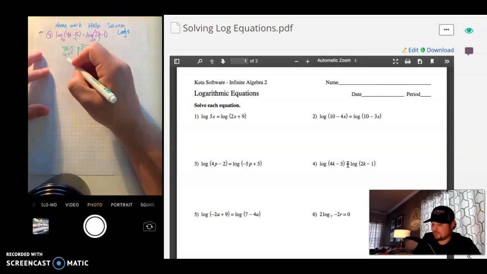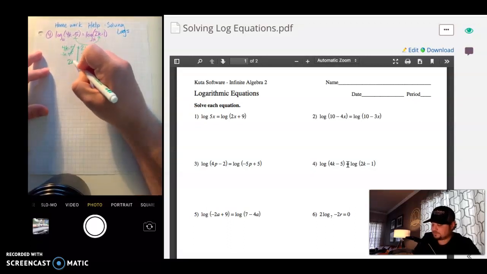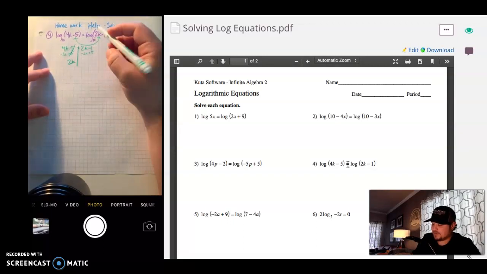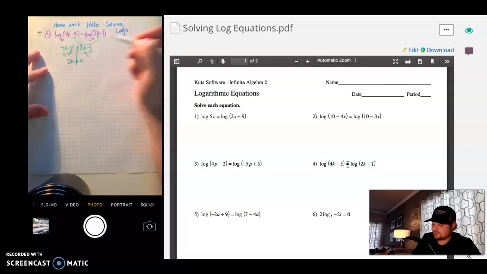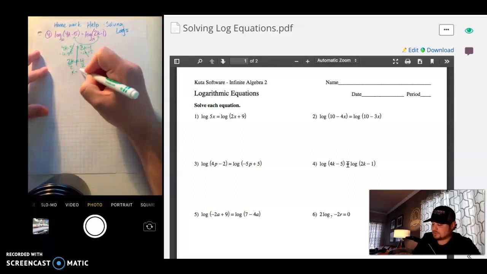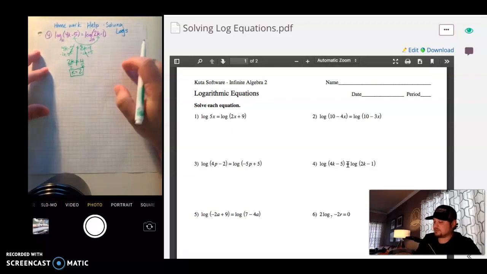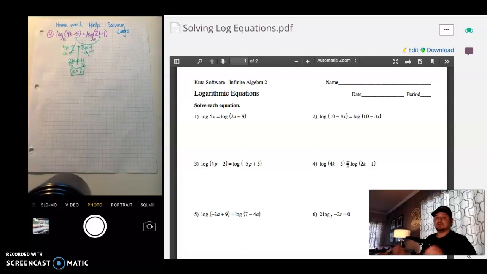So on the left side, I'll be left with 2k. And on the right side, the 2k goes away, and I'm left with a positive 4. So 2k equals 4, divided by 2, and we get that k is equal to 2. That's a really simple problem where all we're doing is getting rid of the logs and saying that the two arguments are equal to each other.